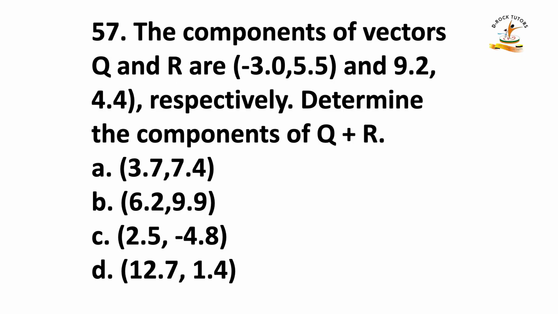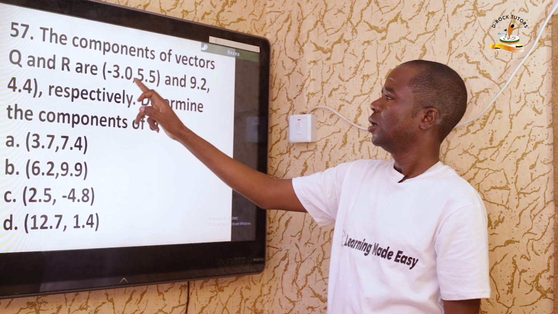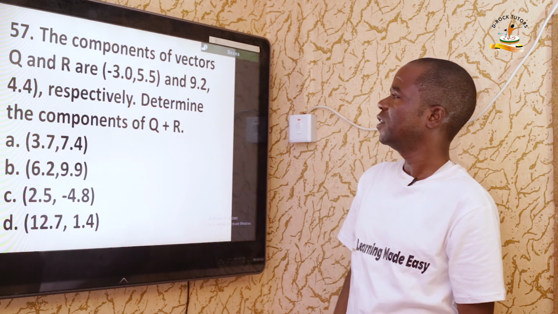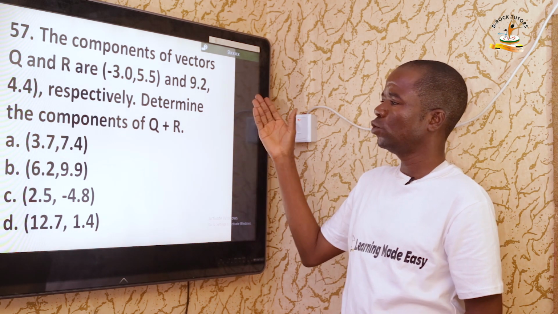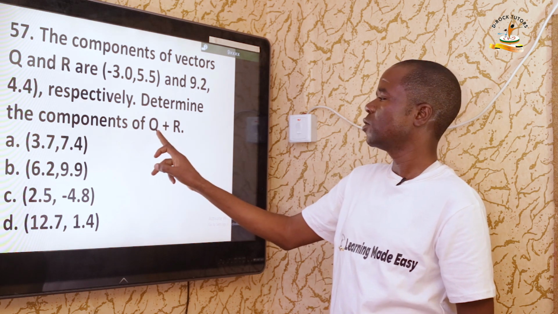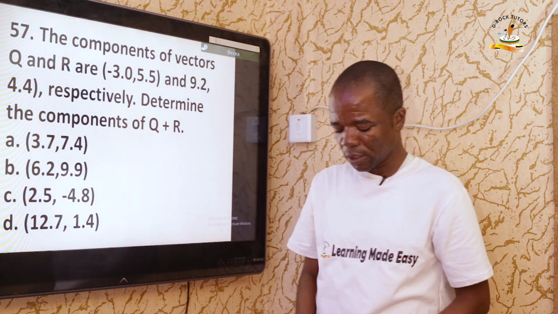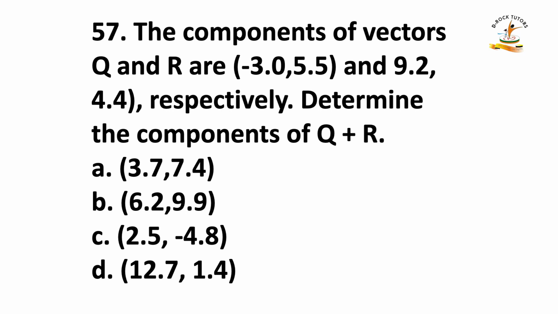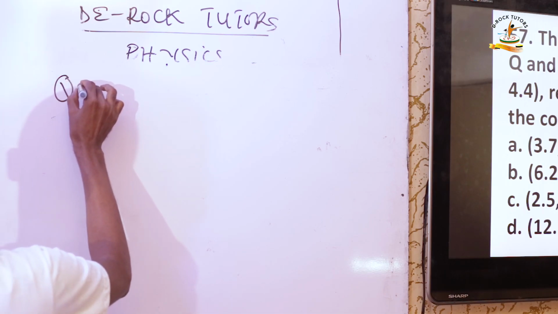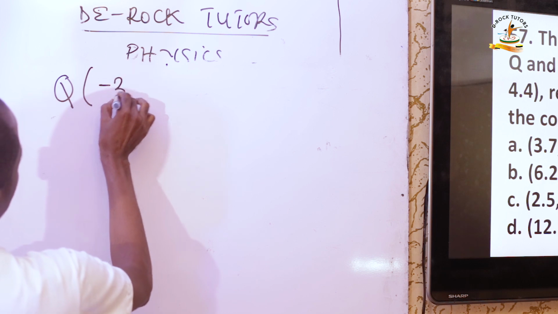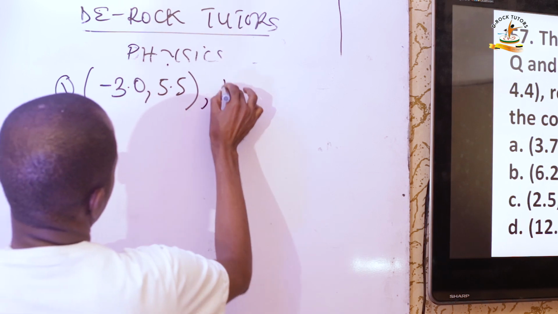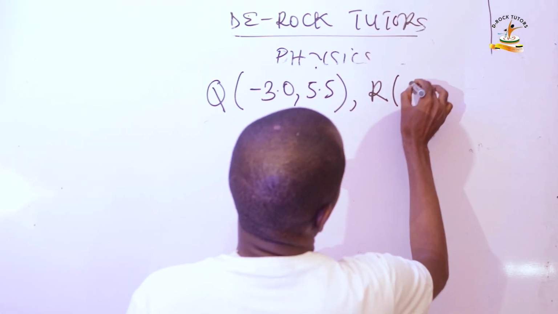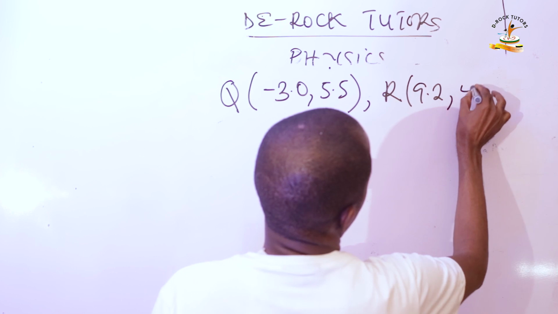The components of vectors Q and R are given as follows. That's minus 3.0 and 5.5, then 9.2 and 4.4 respectively. We are to determine the component of vectors Q plus R. Let's come to the board and see how we can do this. So the component of Q is minus 3.0 and 5.5, while the component of R is 9.2 and 4.4.